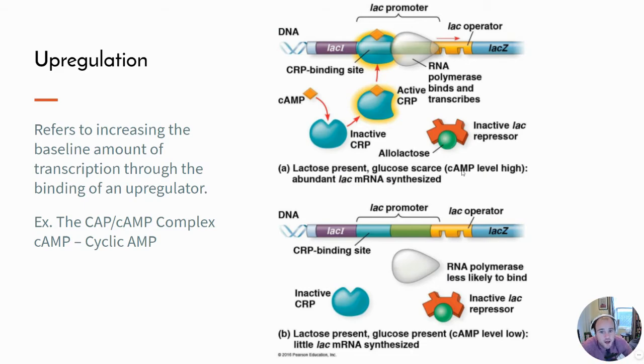There's also something called upregulation, and this is referring to increasing the baseline amount of transcription through the binding of an upregulator. So this is something that can bind to that promoter region and cause even more of that protein to be produced.